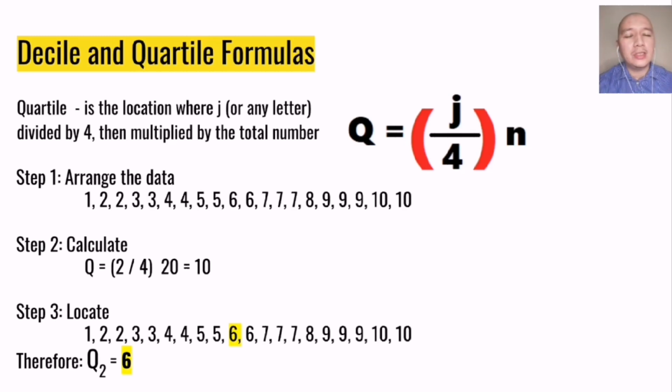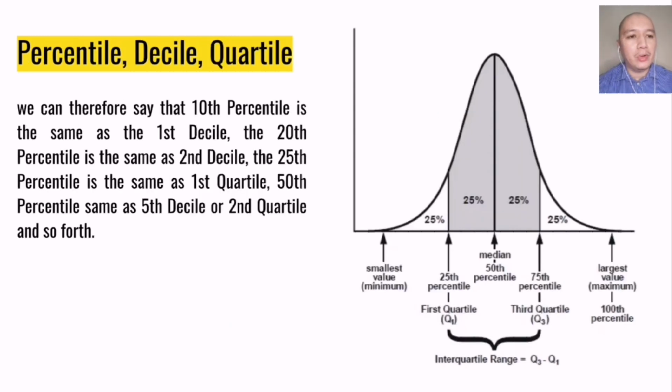Again, it's very simple, similar to percentile. So, we now understand percentile, decile, and quartile based on our examples. Now, what does this all mean? What is the relationship of all these measures of location to one another? If you look at this graph, you can see the minimum, the maximum, the 25th percentile, the median, which is the middle, the 75th percentile, and all of these are related to one another.